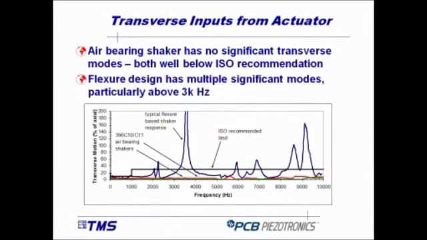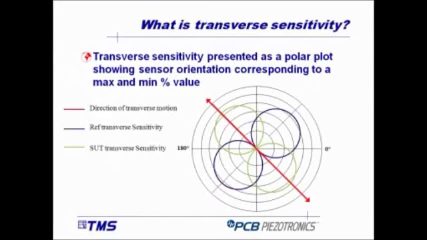We now look at the exciter. For this particular exciter, the transverse performance is that of the blue line. So when we get to certain frequencies, we get very large side-to-side motion. Now, if we plot this on a polar plot, this is what's happening.